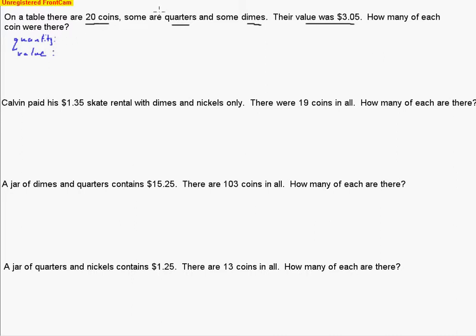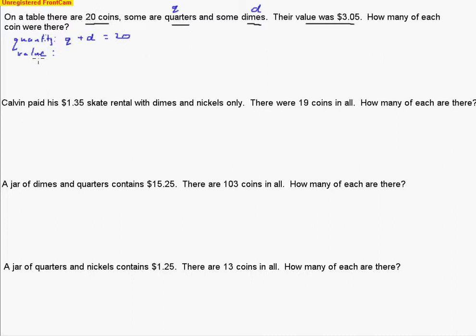We first need to start with our unknowns, and our unknowns are found in the question: how many of each coin were there? We're going to use Q for the number of quarters, D for the number of dimes. Our quantity is how many there are altogether. So there's Q quarters plus D dimes equals 20 coins in all, because that's what it says. There are 20 coins on the table.